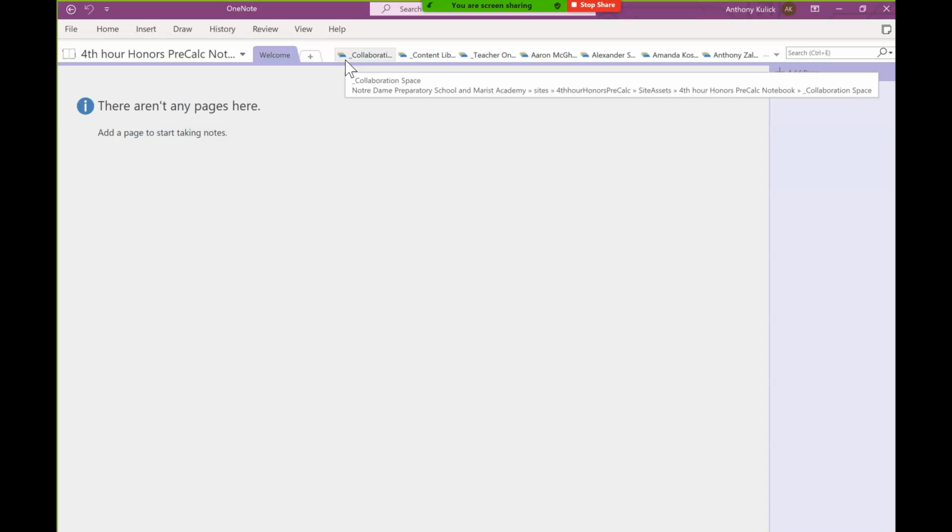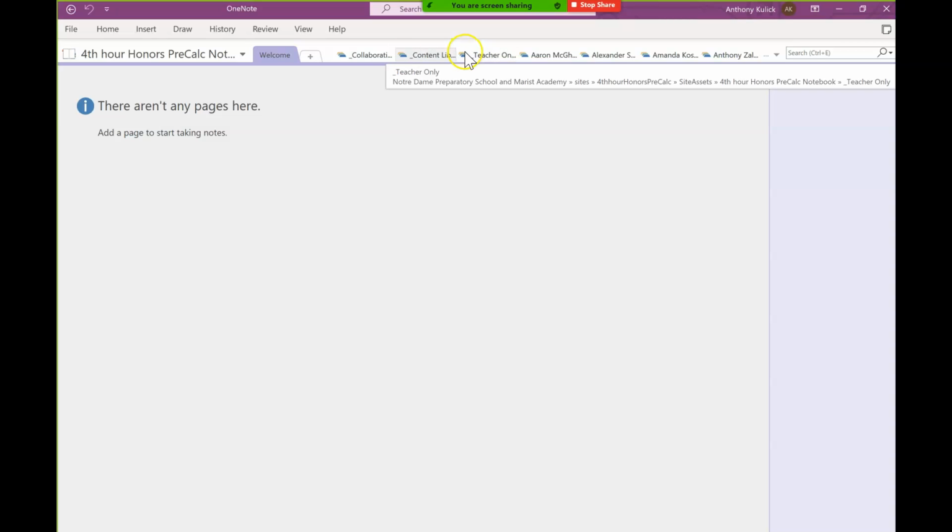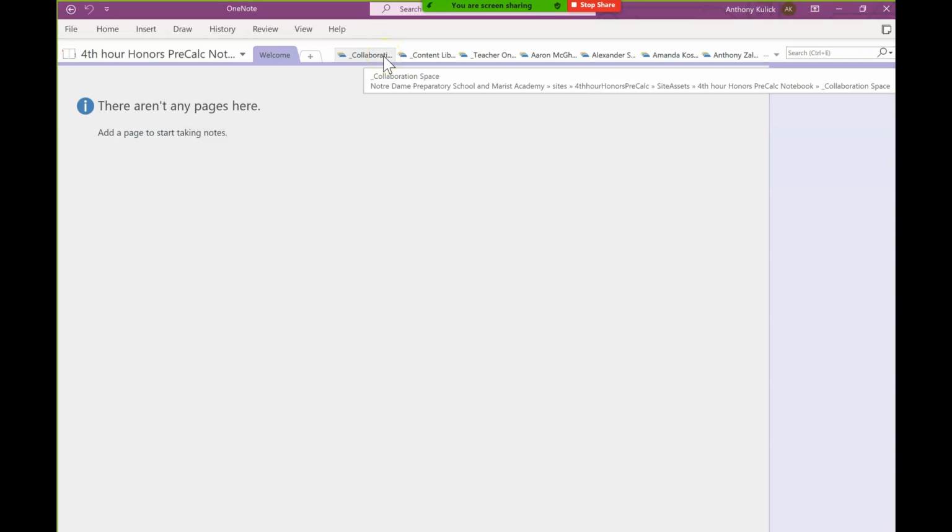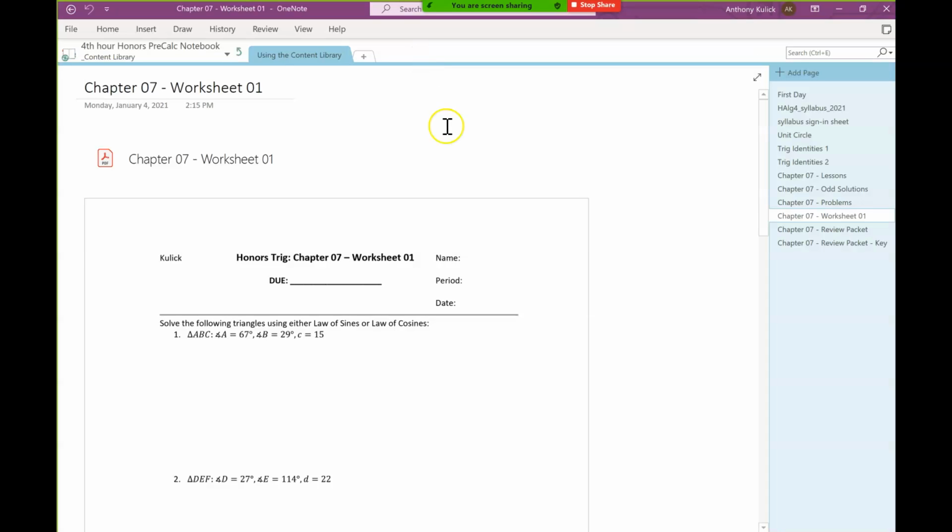Okay. So a little tutorial on OneNote. Inside of your shared OneNote file, you're going to see 3 tabs right at the top: one that says collaboration, content library, and then one that says your name. The collaboration space we will not really use, so you can ignore that. Under the content library, this is the place where I'm going to load in documents that I want to share with you digitally. So if you look at our content library, you'll see there's a whole bunch of things in here already for you.